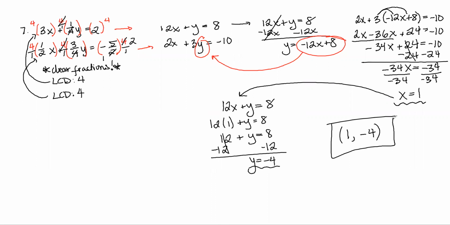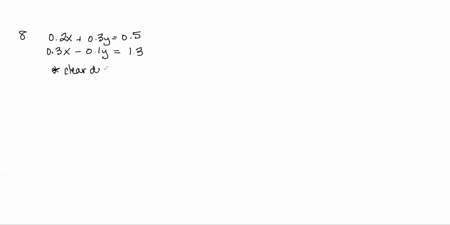All right, and let's look at one last case here where we're given decimals. So last one, number 8, we're given 0.2x plus 0.3y equals 0.5, and 0.3x minus 0.1y equals 1.3. So again, I don't want to have to work with decimals the whole time. So I'm going to clear the decimals.